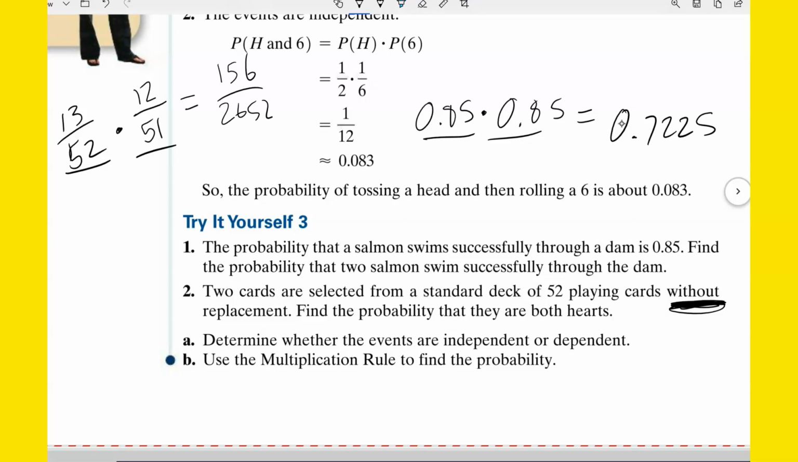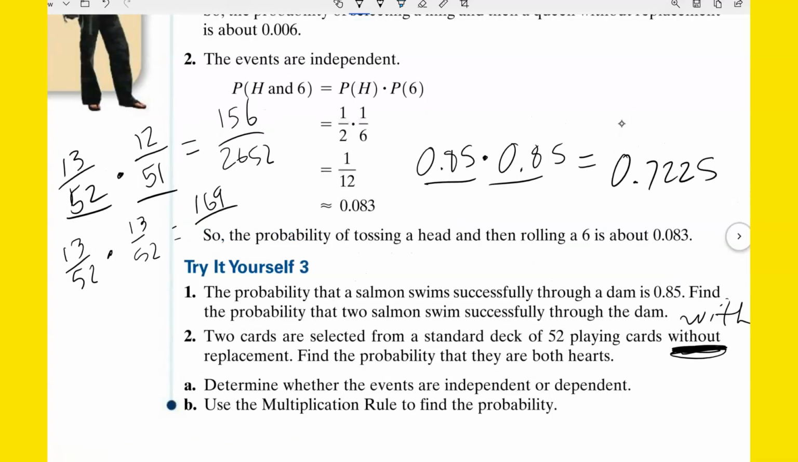Now, if it had said with replacement instead of without, then it would have been just 13 out of 52. But we replaced it, so the probability for the second one is again 13 out of 52. And that would have given us 169 out of 2704.